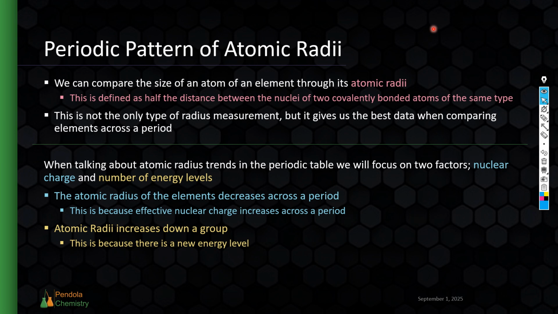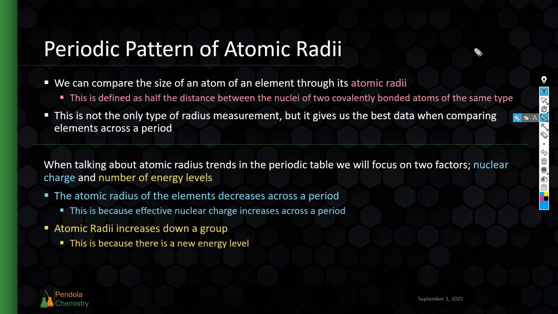It is something that has variation as we go around the atom because of the s, p, d, and f sublevels and orbitals and all the weird shapes that they have. So in order to define atomic radius, we use this definition. Atomic radius, or radii, which is the plural, is defined as half the distance between the nuclei of two covalently bonded atoms of the same type.